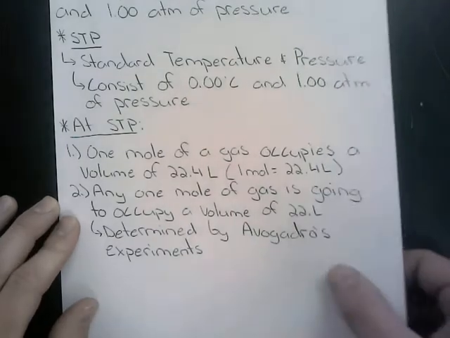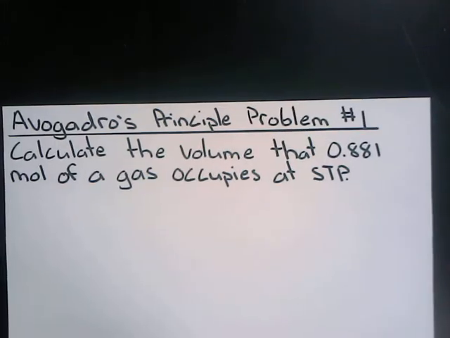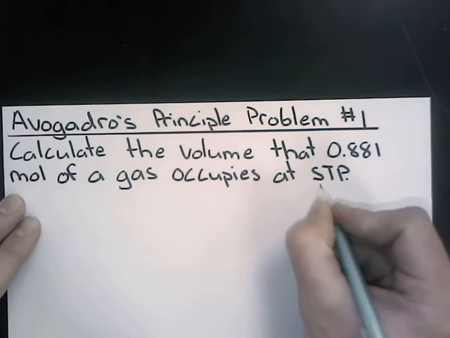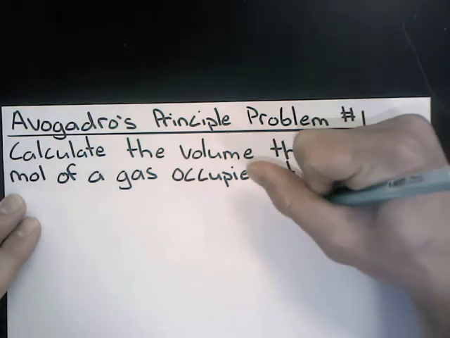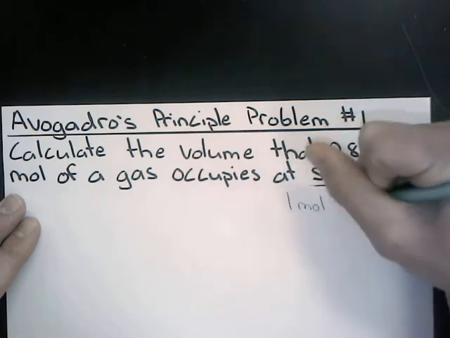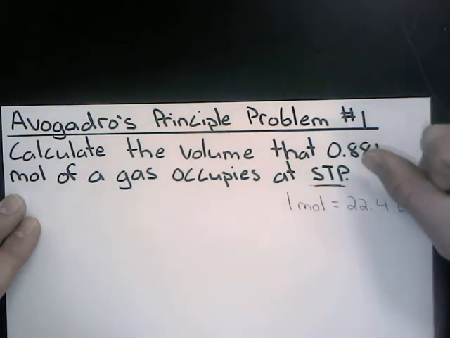So let's try that out in a couple examples. Okay, so we have an example here that says calculate the volume that 0.881 moles of a gas occupies at STP. Okay, so key thing here, we are at STP. That means we can say 1 mole of a gas is equal to 22.4 liters.